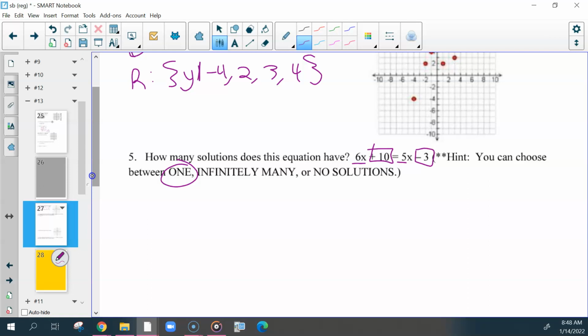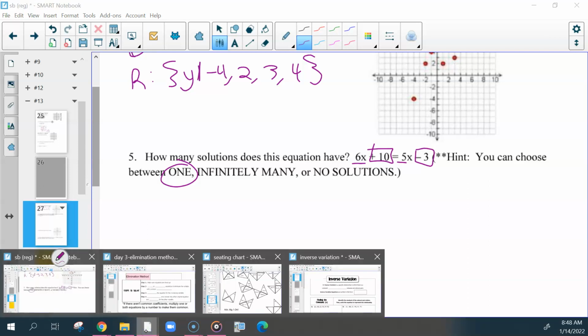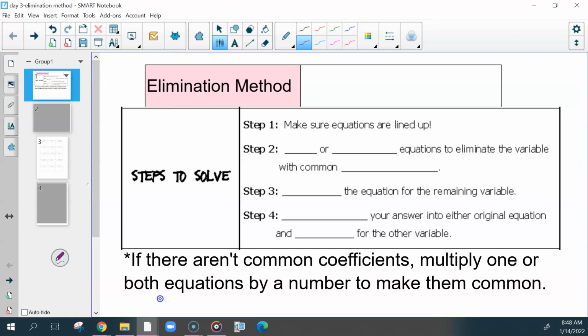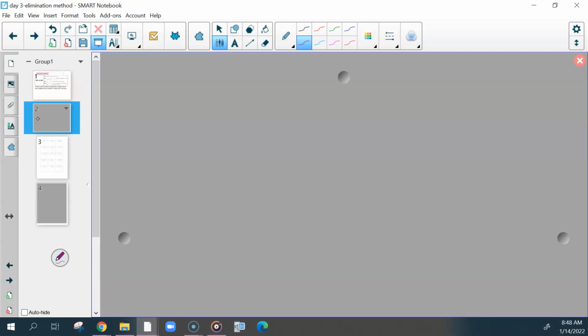Right. Everyone should have new notes on your desk. Today we're going to be talking about solving systems by elimination. This is the third way to solve systems of equations. Third and final way, I should say. So make sure everyone's paying attention.